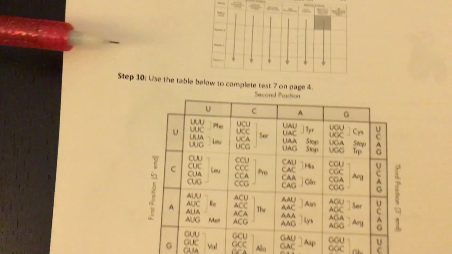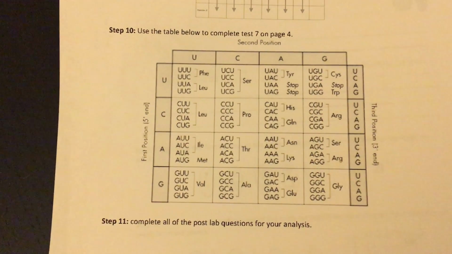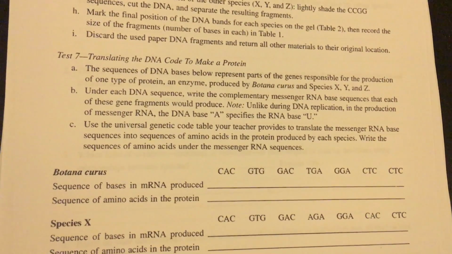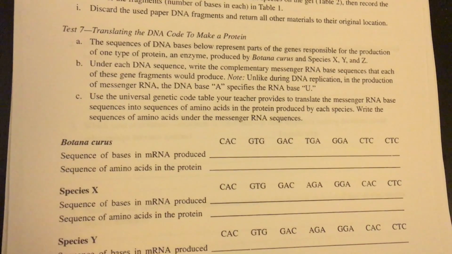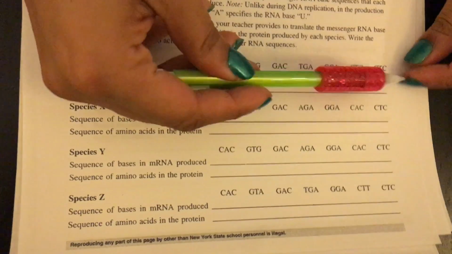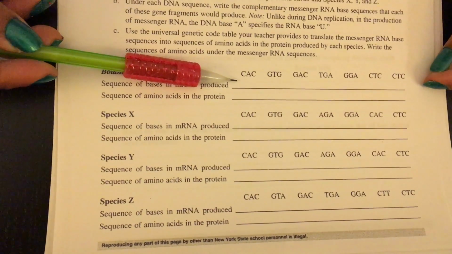After you are completed with the gel electrophoresis, you can move on to the last step of your lab. You are almost done. To complete this, you must turn to page 7. Page 7 will ask you to complete a DNA analysis. You will analyze the DNA codes to see which species is the most similar to Botanicurus. The first thing you must do is take the DNA sequence indicated here and convert it into an mRNA sequence.